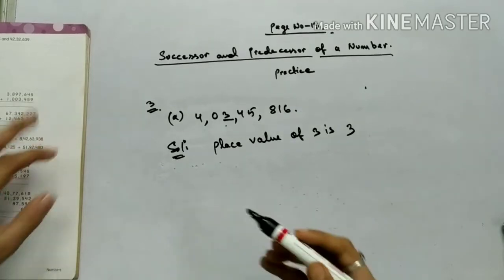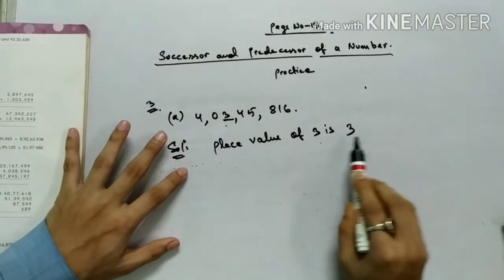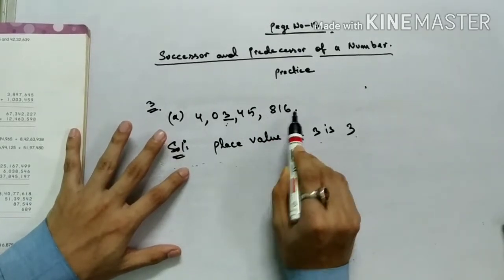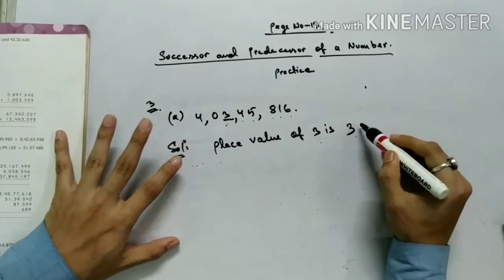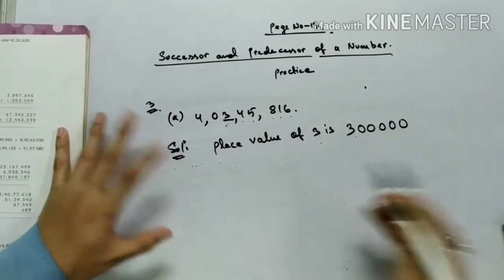Okay, so to find the place value, first of all I will write 3. The place value of 3 is 3. And then after that, you see, after this 3, how many digits are there? 1, 2, 3, 4, 5. 5 digits are there. So after 3, you give 5 zeros. 1, 2, 3, 4, 5. This one is the answer.